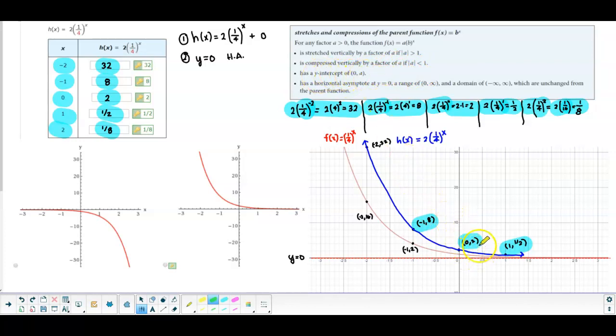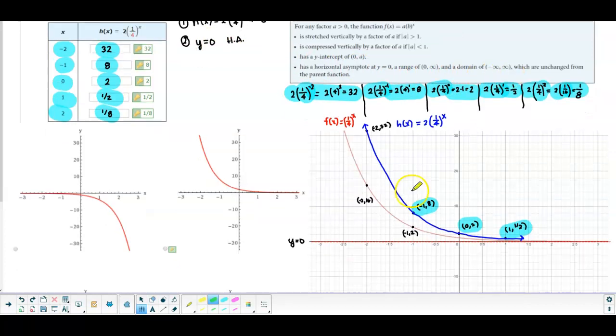And if you notice, it does have a y-intercept at (0, a) because the value of a is 2. And then it's going to have a horizontal asymptote at y equals 0, a range of 0 to infinity, and a domain of -infinity to +infinity. And then the graph that's right next to the graph that we have graphed here is the parent function, so we can just see what that looks like compared to the graph that we just graphed, which is h of x, which is equal to 2 times 1/4 to the power of x.